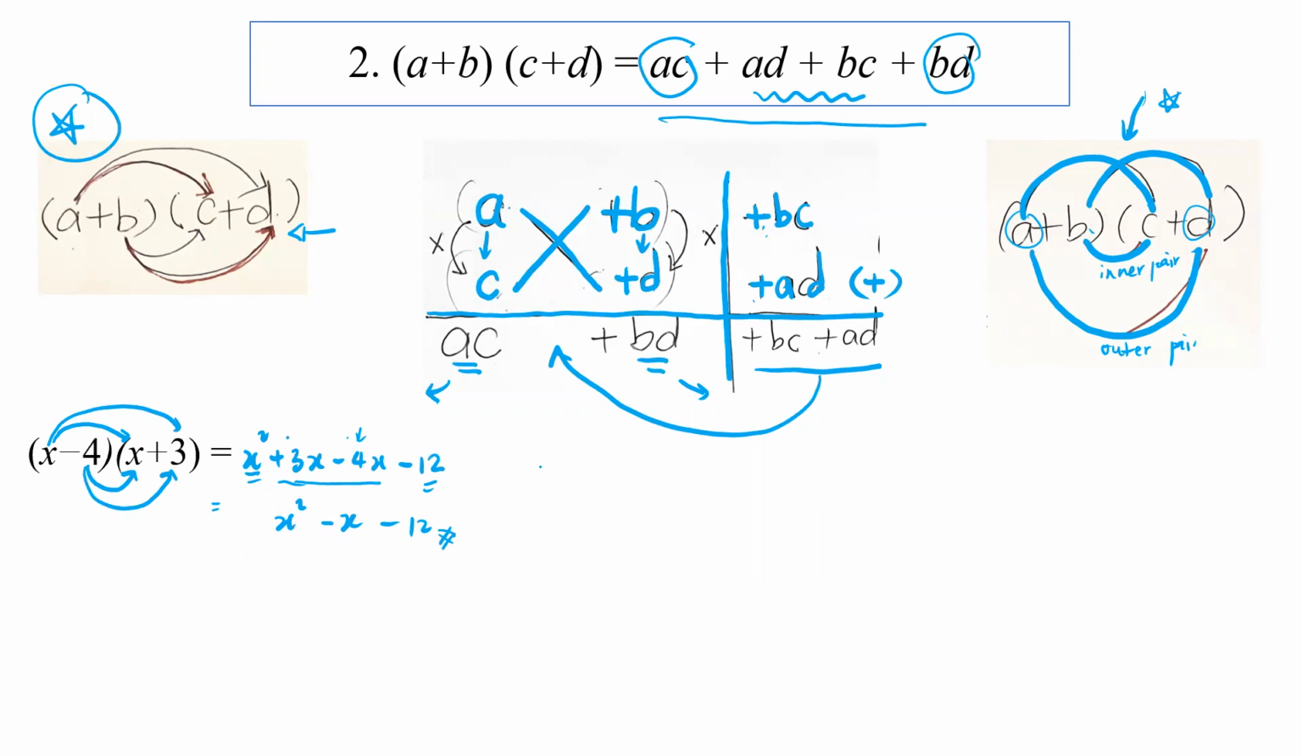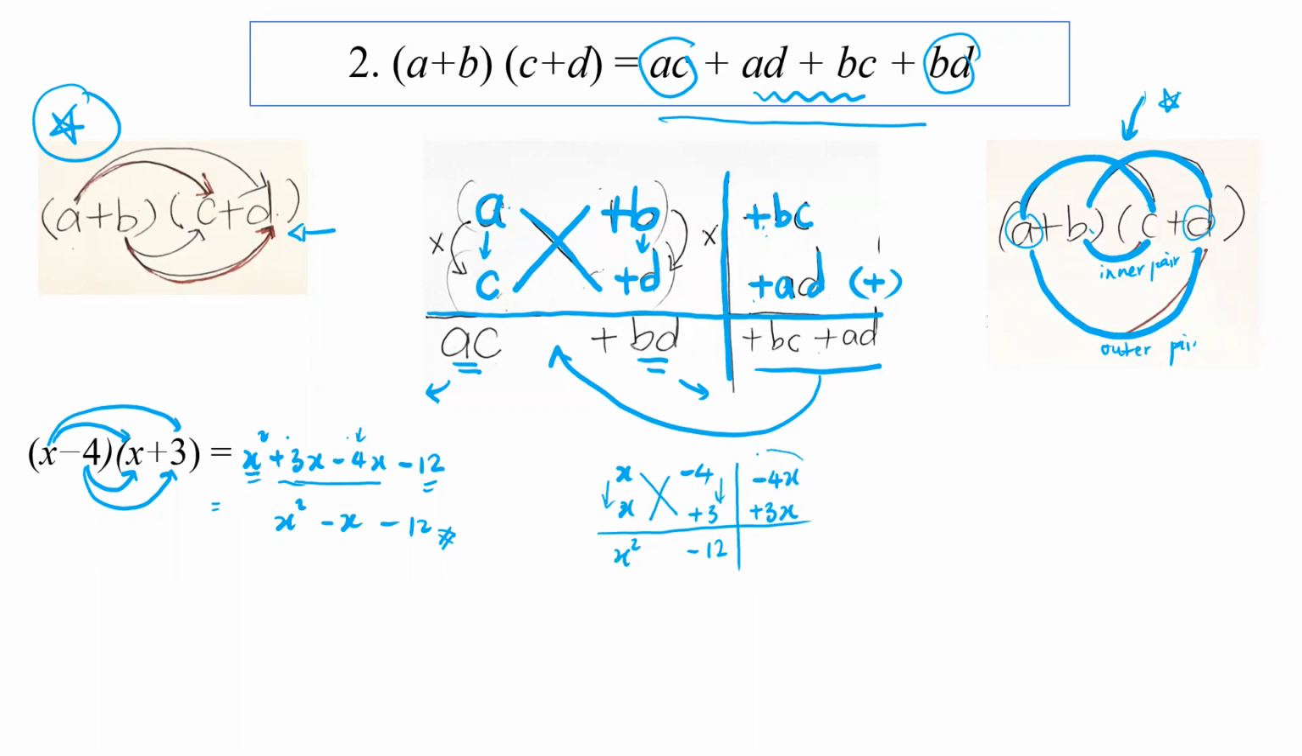Can I use the second method? Yes, we can. We write x minus 4, sorry, I have to put some space in between, x and negative 4, x and positive 3. Okay, so we draw the line like this, and for this one, we multiply. So we have x squared. Negative 4 times positive 3, we get negative 12. And then don't forget, we need to cross multiply it. X times positive 3, we get positive 3x. X times negative 4, we have negative 4x.